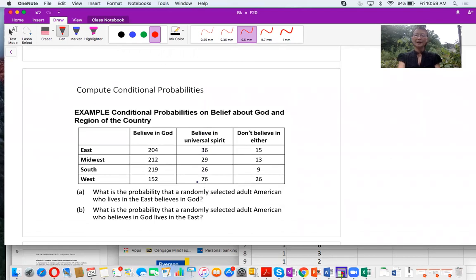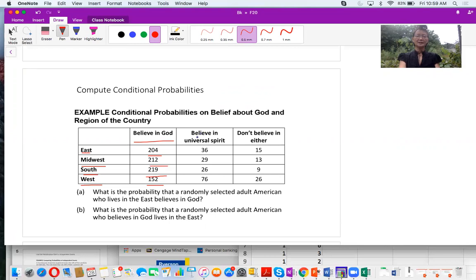So people were asked to choose among 3 statements, which statement applies best to themselves. The first statement: you believe in God. In the East region, 204 people selected this statement. In the Midwest, 212 selected it. In the South region, 219. In the West region, 152 selected, you believe in God.